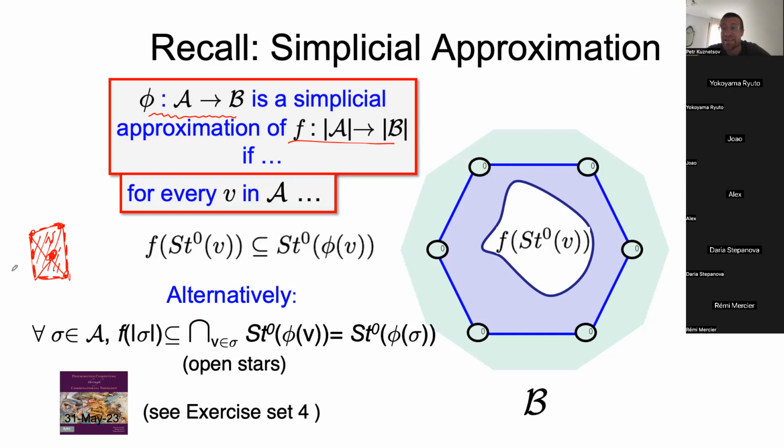If sigma is a vertex, then it's a trivial statement. But if it's not a vertex, then it's not trivial. It's a pretty restrictive thing. You check in the exercises, with a problem showing that these two definitions are actually equivalent. Okay, so this is what we mean by a simplicial approximation of a continuous map.